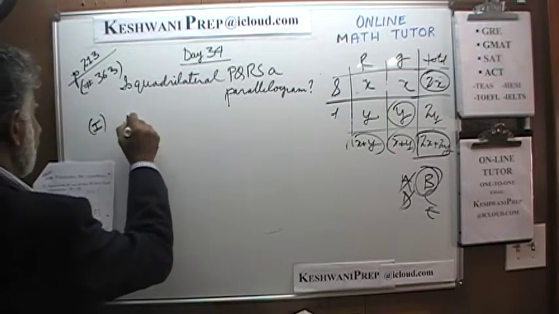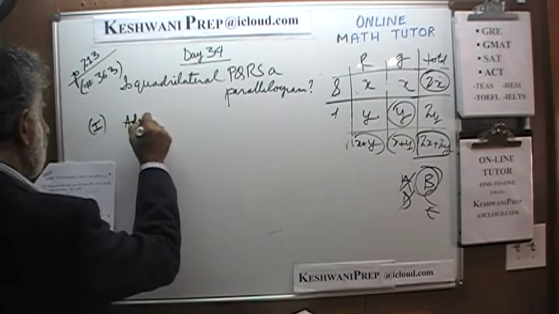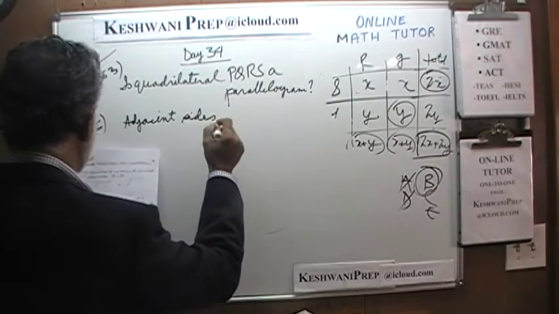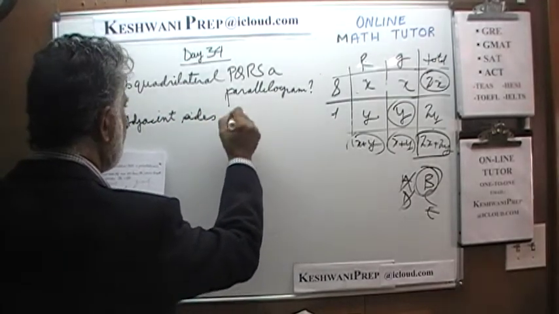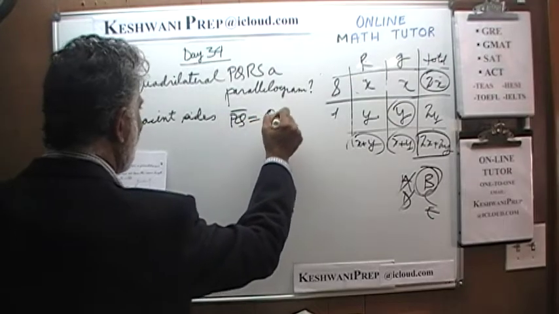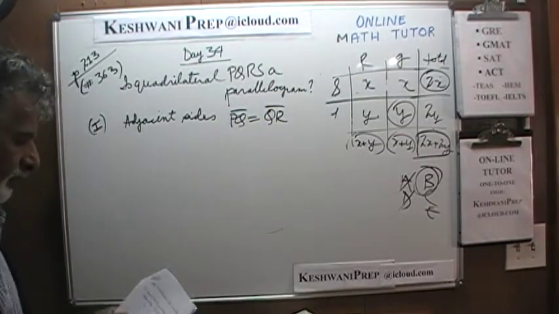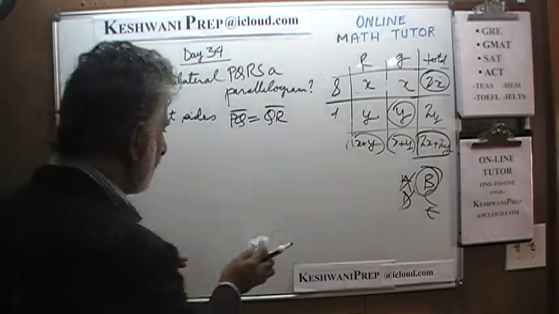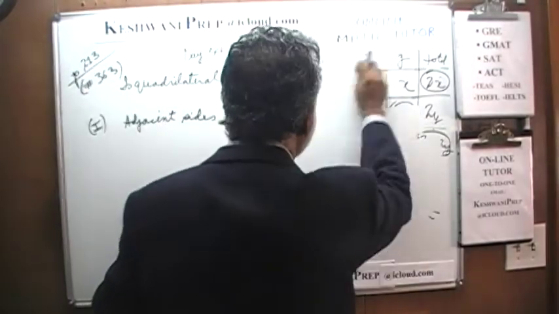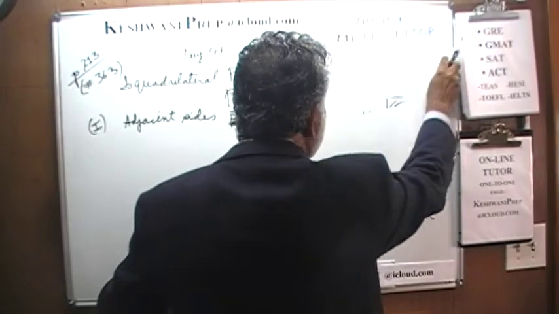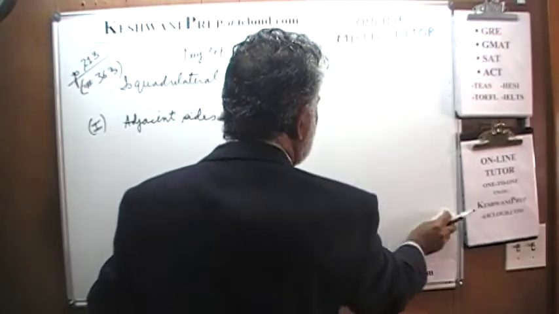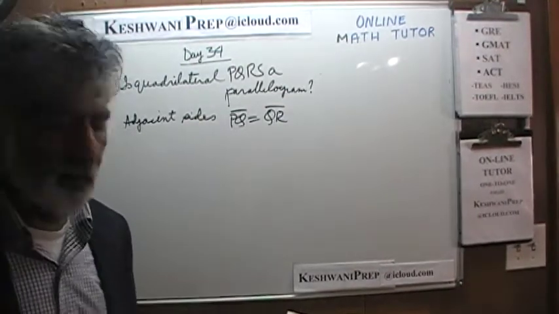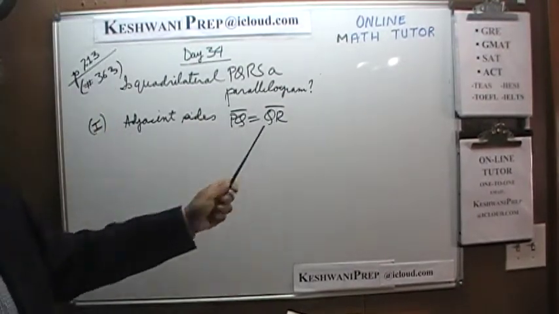Statement one tells us that the adjacent sides PQ and QR have the same length. We are told that the adjacent sides PQ and QR have the same length. So let's see what we can do here. Let's erase all of this thing. We don't need it. Is that enough, you think, to answer the question, is it a parallelogram, based on the fact that the two adjacent sides are equal?